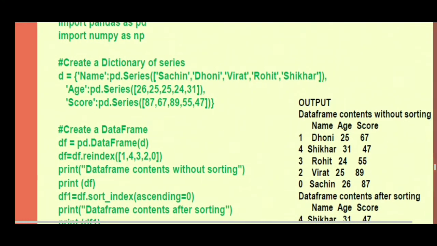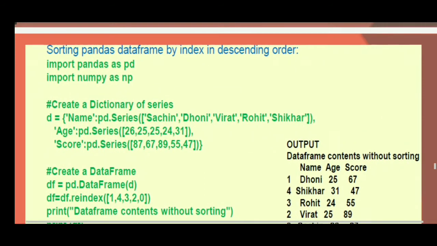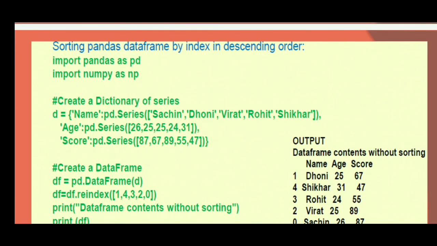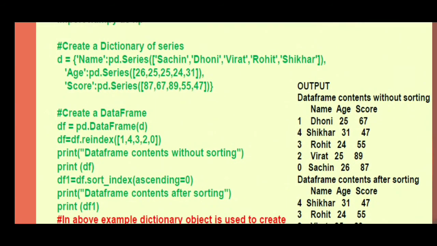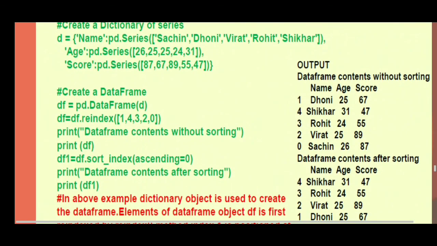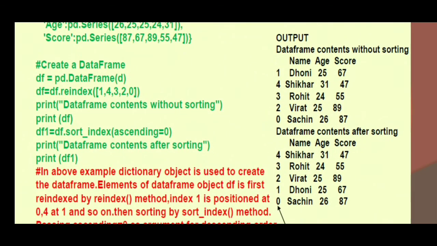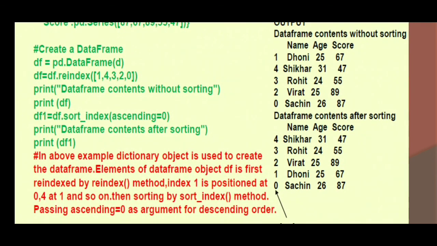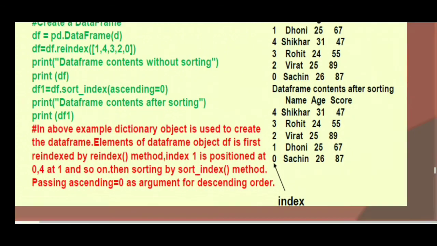Next one, sorting a pandas data frame by index in descending order. Here also the same data is given. So you can create a dictionary, then create a data frame, and when you use df1 = df.sort_index(ascending=0), it means descending order. So you can see the output here. First it was present as it is, index 1 4 3 2 0, but when you sort it in descending order, it shows index 4 3 2 1 0.